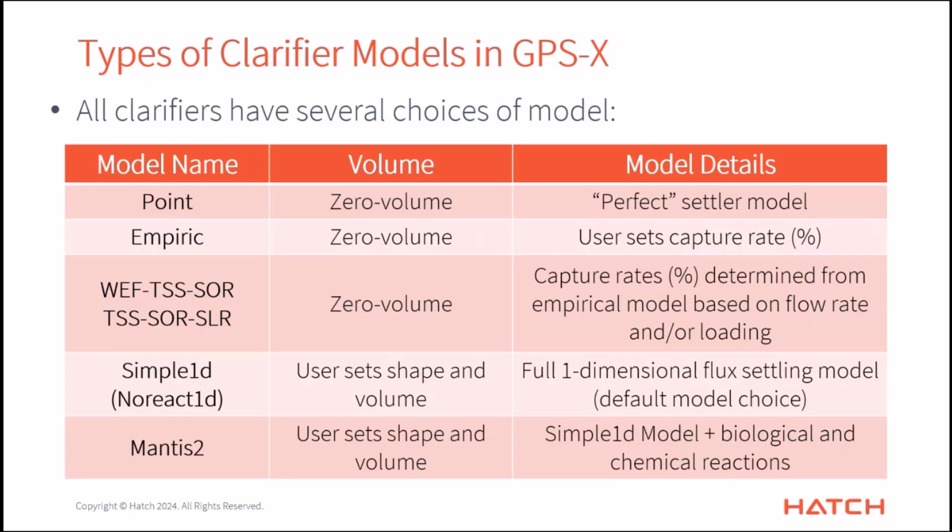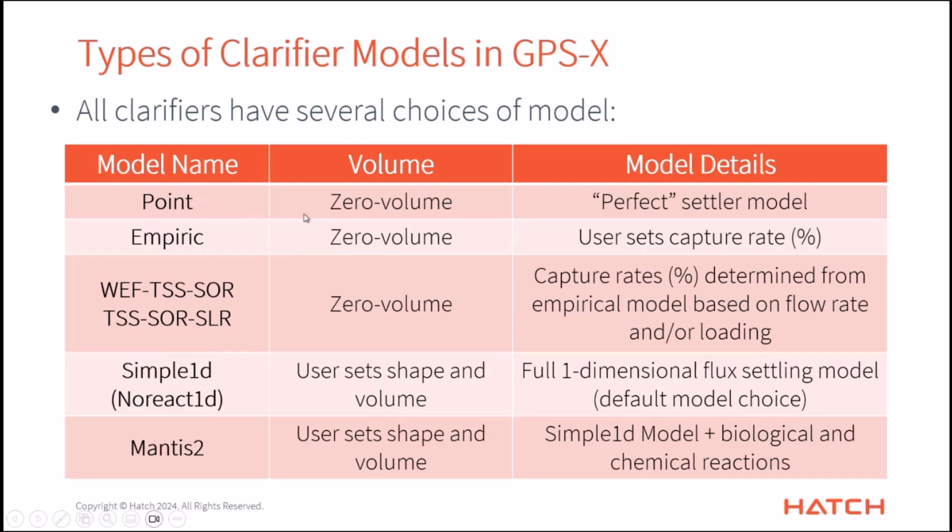So I'm going to do a quick summary here about what these different models are. These names on the left-hand side here, point, empiric, and the WEF ones, the TSS-SOR and SOR-SLR ones, are basically empirical models that have a little bit more sophistication to them. And then we have our mechanistic models, Simple 1D and Mantis 2. Here you'll notice I did refer to No React 1D. That was the old name for the Simple 1D model, in case you're used to seeing that name from days gone by. Okay, so these first three are the empirical models that we have.